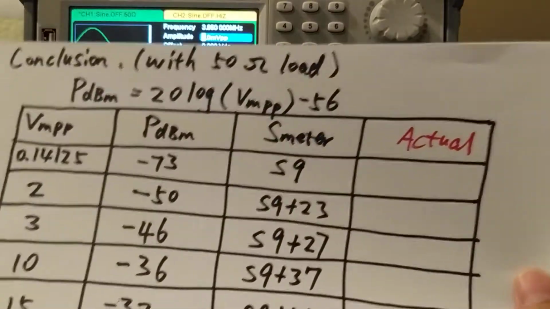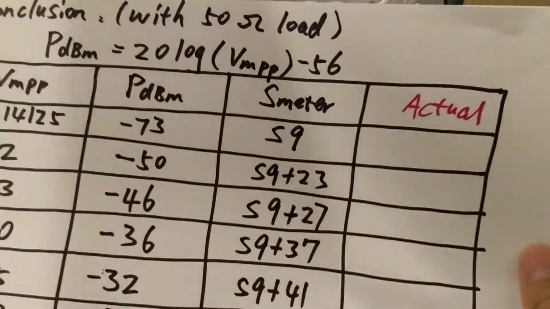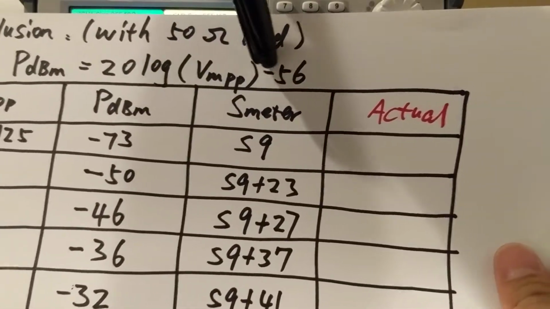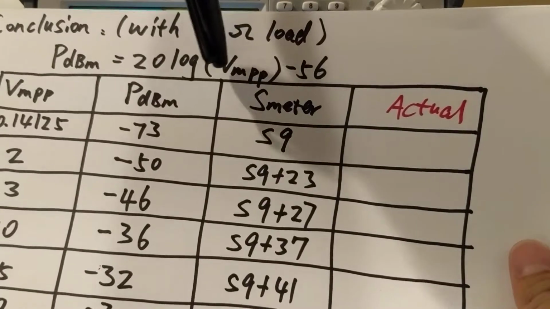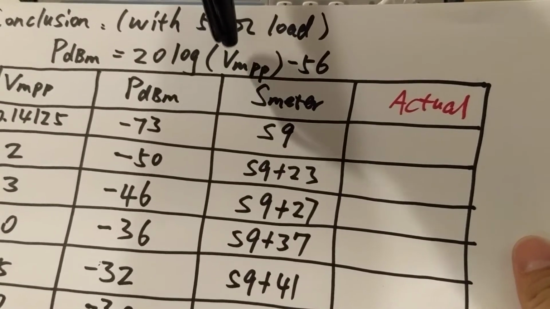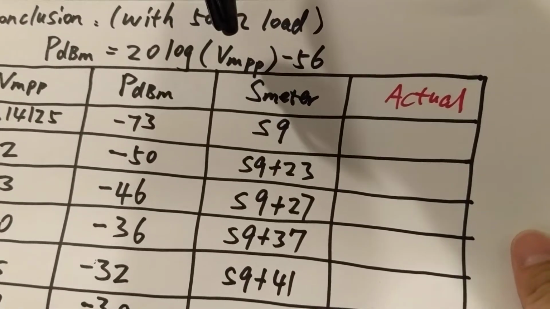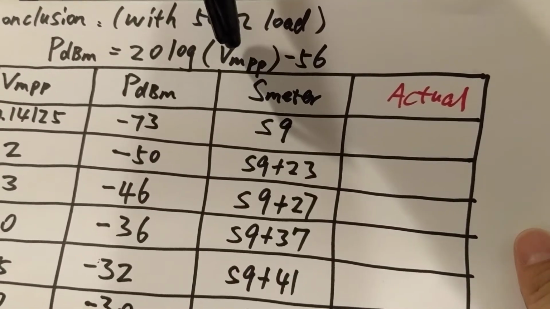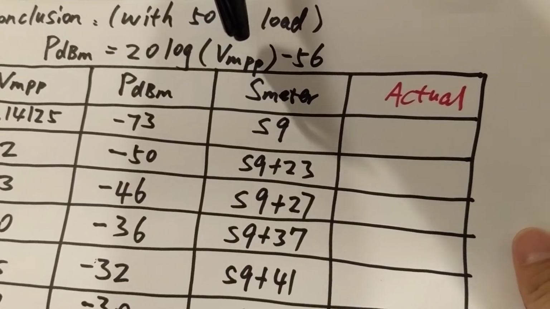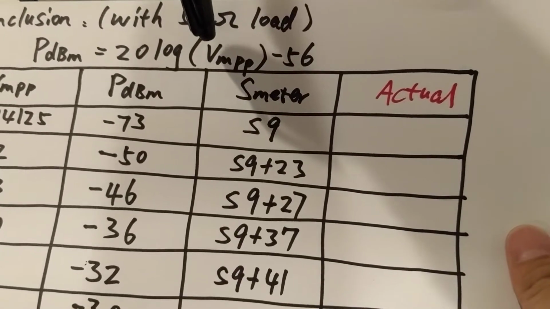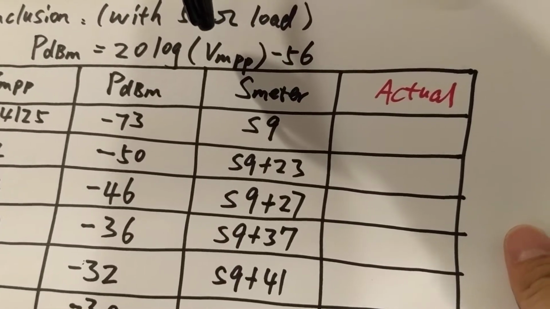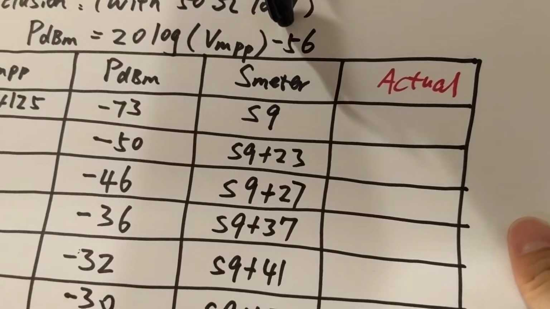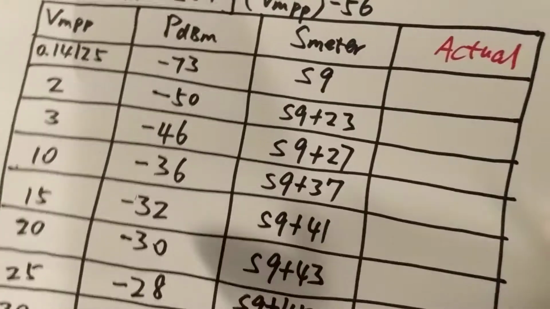This time the formula is this one, P dBm equals 20 log. It's the same as the earlier formula. The difference is that in the earlier formula I used amplitude in millivolts. Here I made a little improvement and used P2P amplitude, which is double the amplitude. So instead of minus 50, right now it's minus 56. So here is the prediction again.